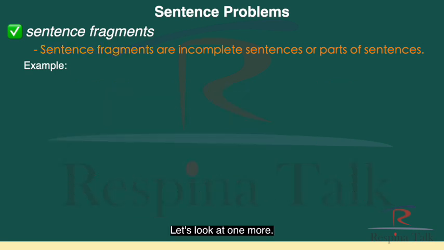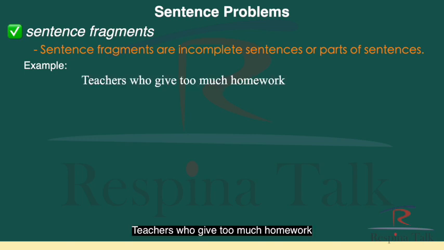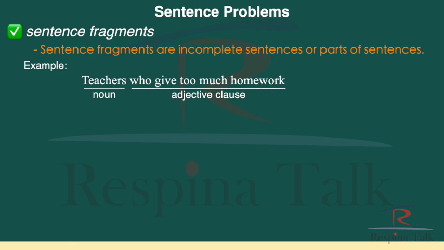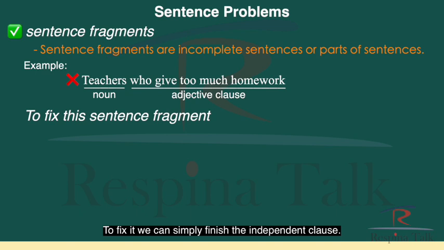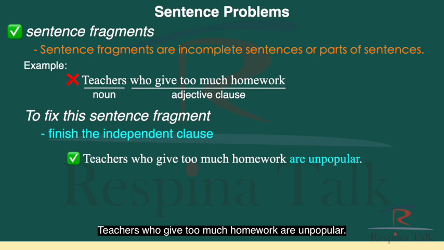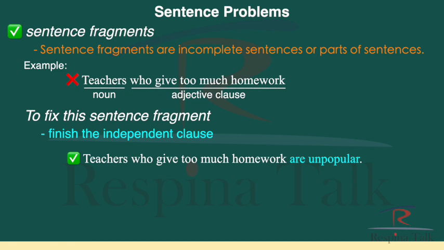Let's look at one more. Teachers who give too much homework. This is a noun plus an adjective clause. This sentence is obviously incomplete and cannot stand alone. To fix it, we can simply finish the independent clause. Teachers who give too much homework are unpopular.